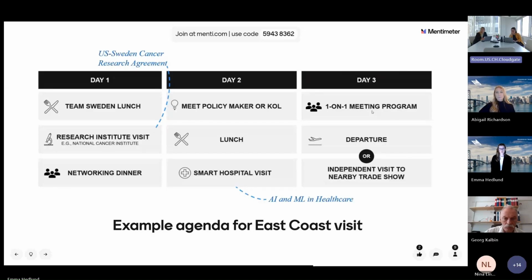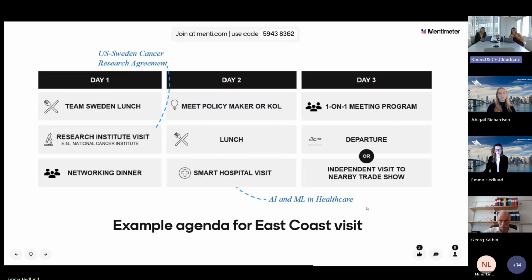So this could, for instance, include a smart hospital visit to see where the technology currently is in the US and what needs are present among US hospitals. And lastly, as you can see to the right, we are also considering arranging this visit so that it's easy to visit any trade show that might be relevant to you in the nearby area, so that the participating companies really get maximum value for their travel to the US.